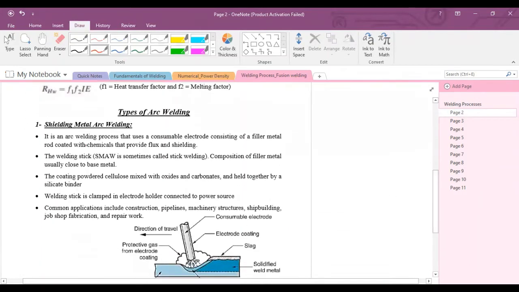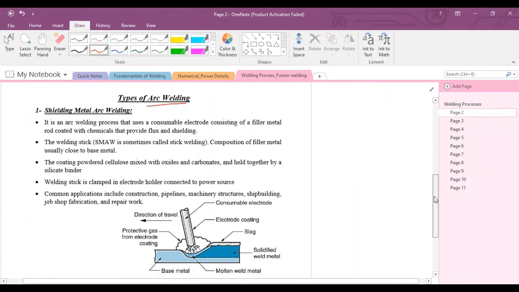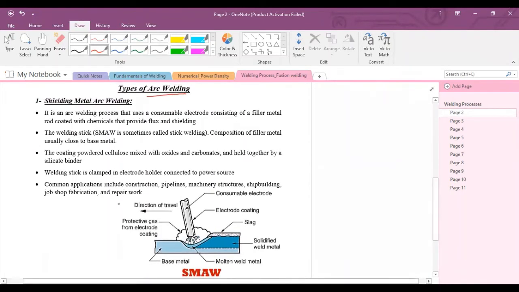There are some types of electric arc welding: shielded metal arc welding. In this process, more or less it is the same, but there's a slight difference. No gas is used to protect the molten pool. There is filler material, and a consumable electrode is used. Consumable means during shielded metal arc welding, this electrode will be consumed, meaning it will melt and form a slag layer over the weld.